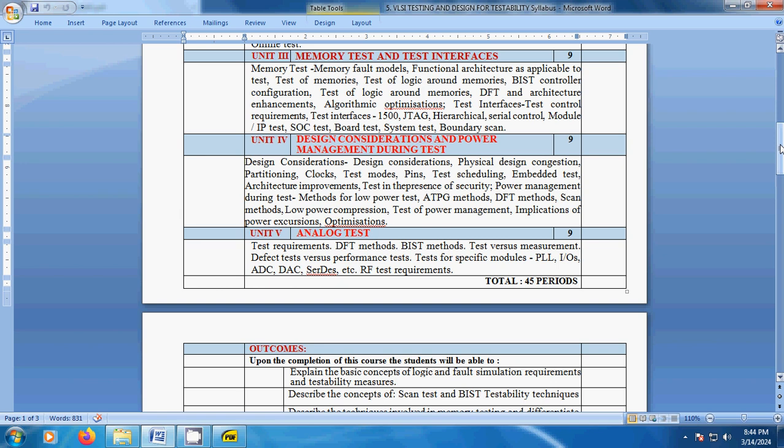If you look at the syllabus more closely, what are the topics that we are having? Test requirements, DFT methods, BIST methods, test versus measurement. Up until this topic, what are the types of requirements that you need to test an analog IC? This is different. Analog, basically the nature of the signal differs from the digital part where we have only two states, that is 0 and 1.